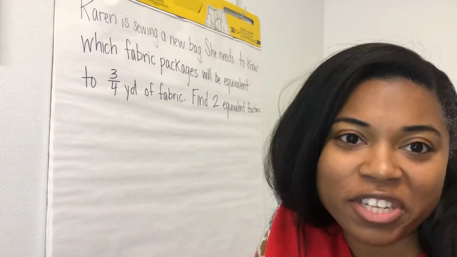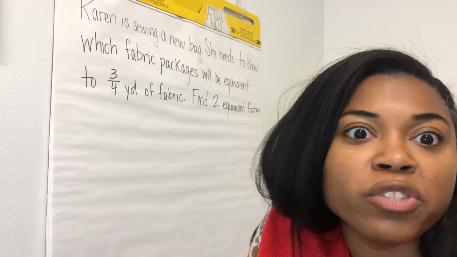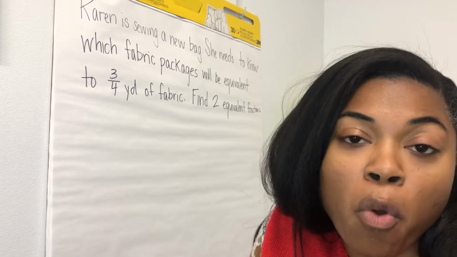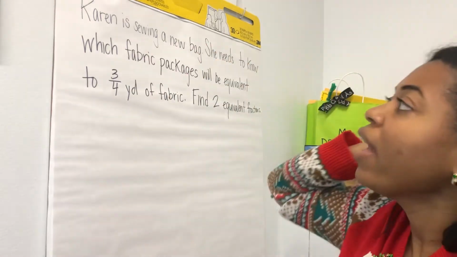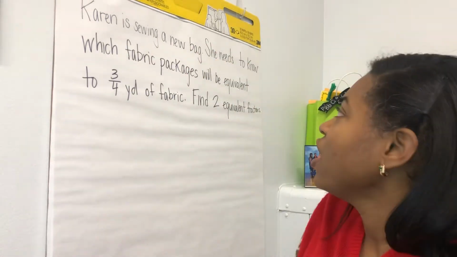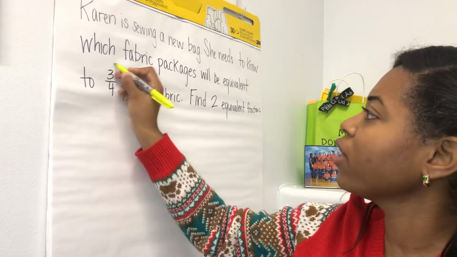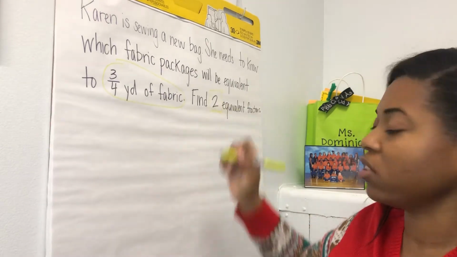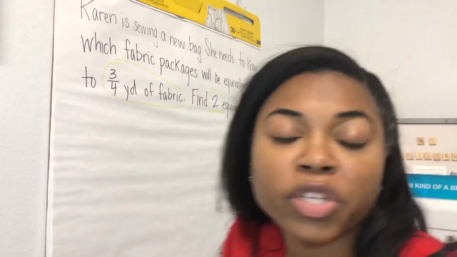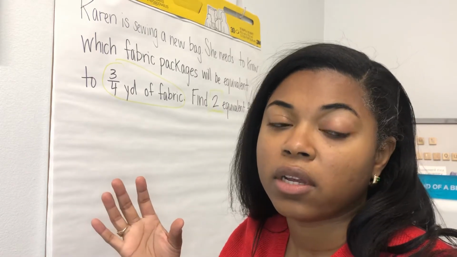Today we're going to be focusing on finding equivalent fractions by using visual models and making smaller pieces. Here's the problem we're working with today. Karen is sewing a new bag. She needs to know which fabric packages will be equivalent to 3/4 yards of fabric. Write two equivalent fractions. So the strategy we're using today is visual models, creating smaller pieces.